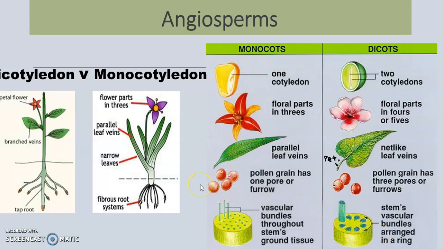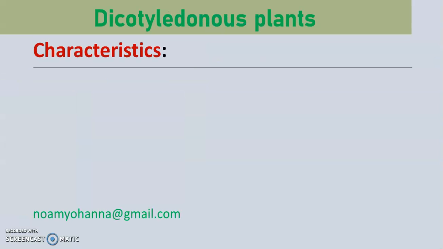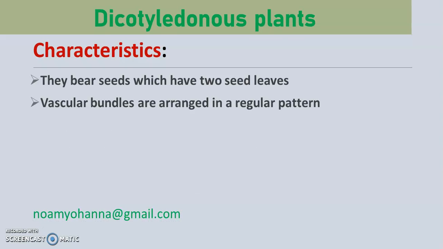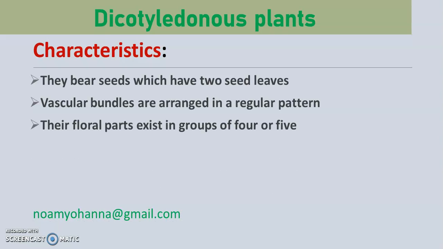These are more of the properties of angiosperms, and the difference between dicotyledonous plants and monocotyledonous plants. Generally, let's look at the characteristics of dicot plants. Number one, they bear seed which has 2 seed leaves, as I've explained earlier, and they have vascular bundles with a regular arrangement in the stem, and the flower parts exist in groups of 4 or 5.